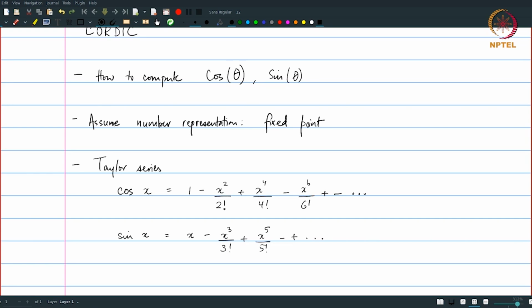In particular, there are two things we need to do here. One is to compute the factorial values, and the second is to compute the x cubed, x power 5 and so on. Both of those involve multiplications, and these are not trivial operations to do easily.